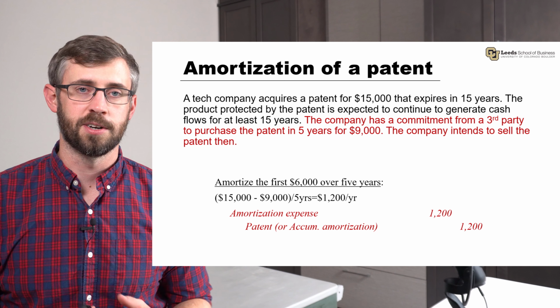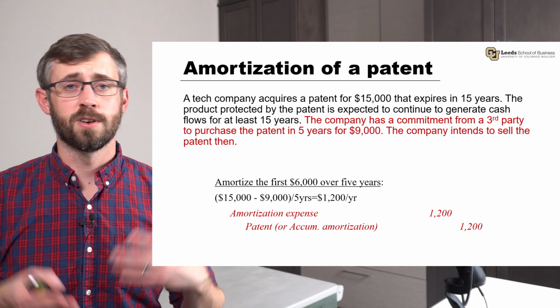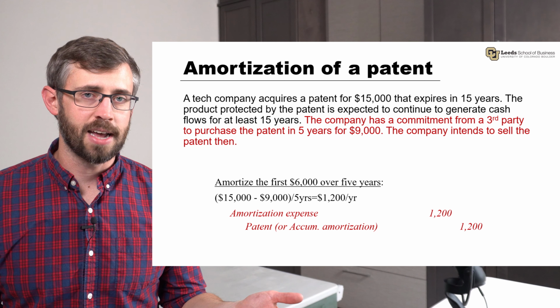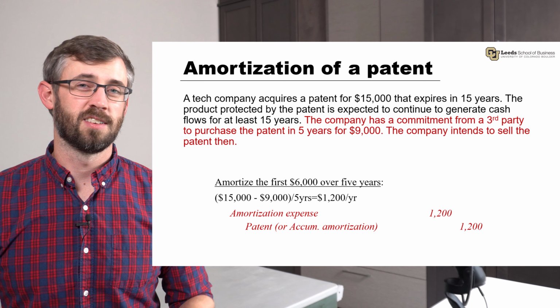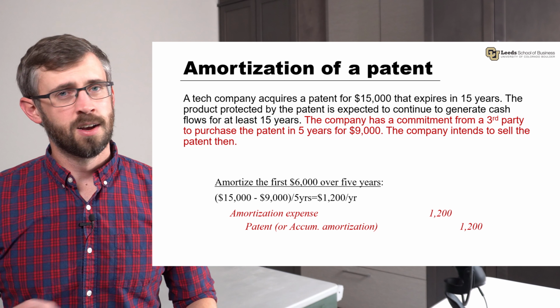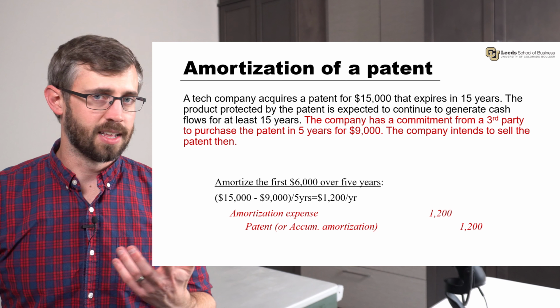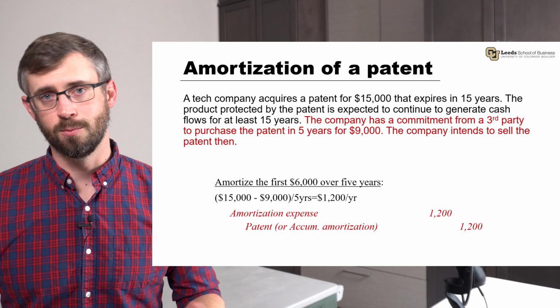So that's our total amortization, and we'll divide it over the 5 years that we're actually going to keep the patent. So we have amortization expenses of about $1,200 per year. Again, not really any different than the PP&E depreciation stuff that we've seen before.